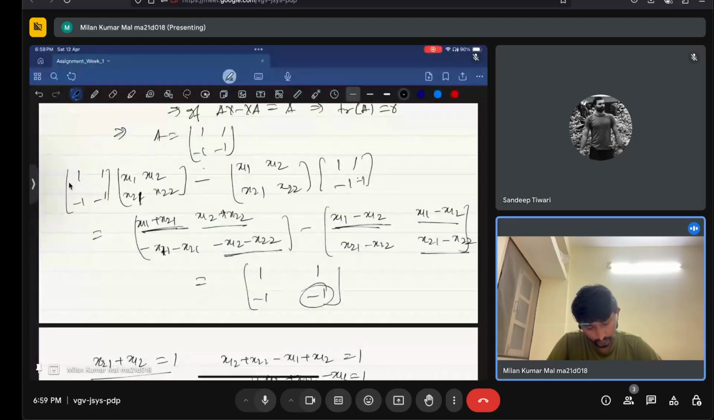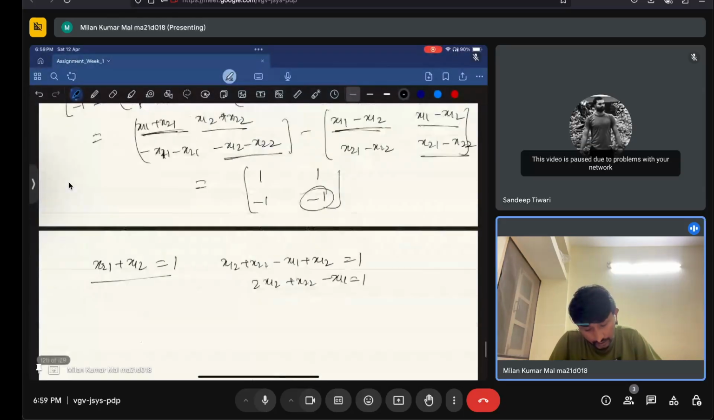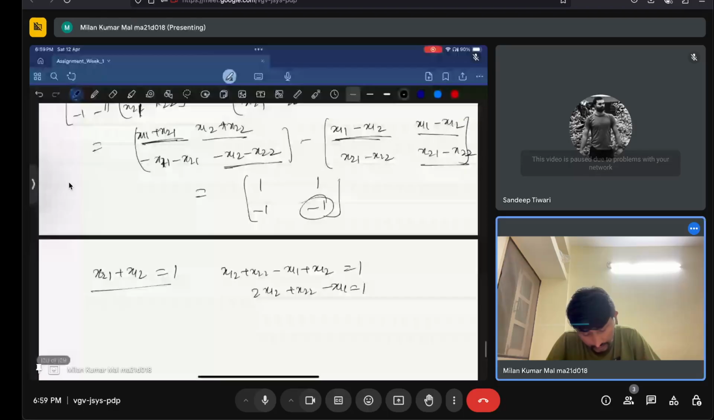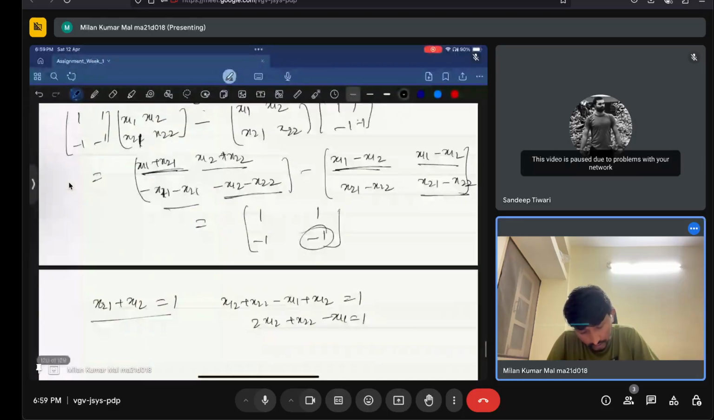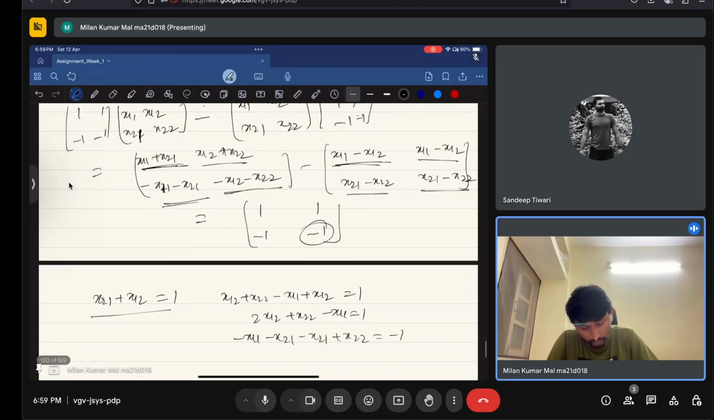Minus x21 plus x22. So x1 x2, that is correct. So the other diagonal is also not the same. Okay, let's write the other diagonal. What it says, the other diagonal means this one. What it says, minus x11 minus x21 minus x21 plus x22, that is equal to minus 1, right?